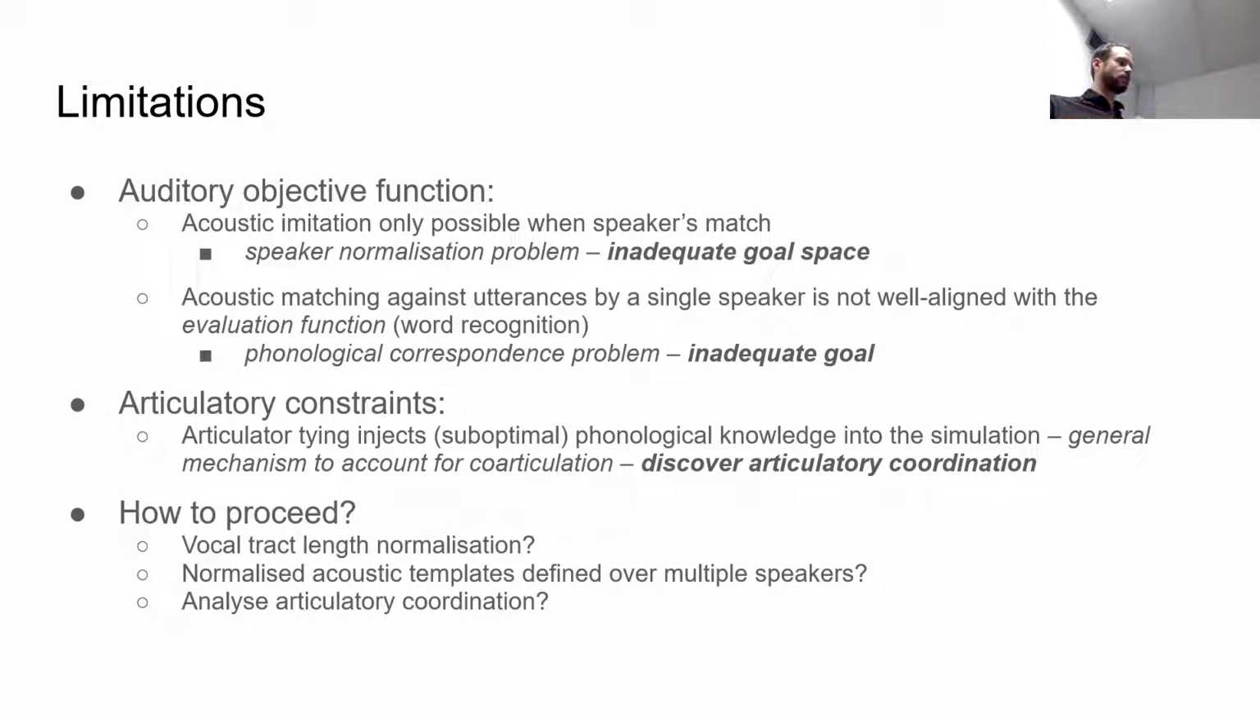So the results you see in the previous slide are when the vocal tract, which is based on a male speaker, imitates speech by a male speaker. Once we change that condition to try and imitate speech by a female speaker, using acoustic matching, the recognition rates go down, the process is less successful. This is well known already, the so-called speaker normalization problem, and it basically indicates an inadequate goal space for this problem.